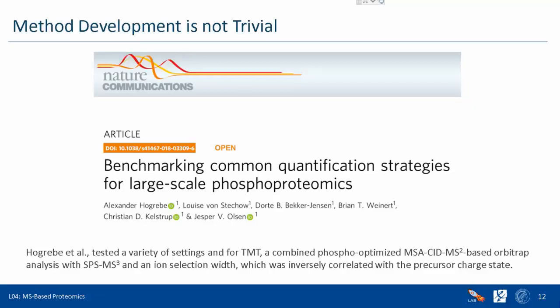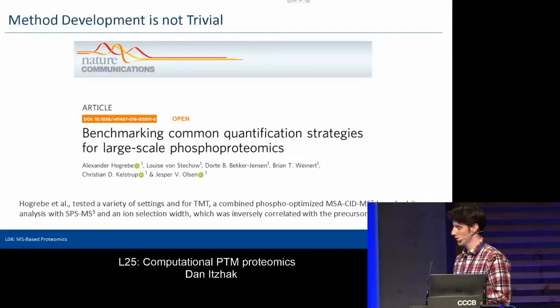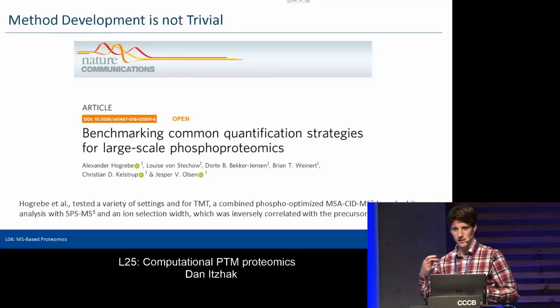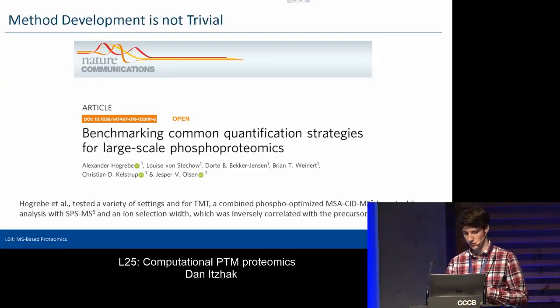And for phosphorylation, I would advise you to look at the work of Jesper Olsen, who just published this really nice paper comparing lots of different strategies for fragmentation of TMT phosphopeptides using the Fusion Lumos.